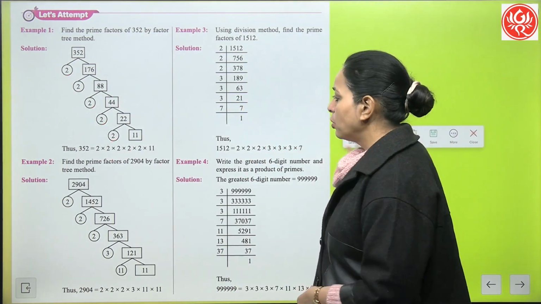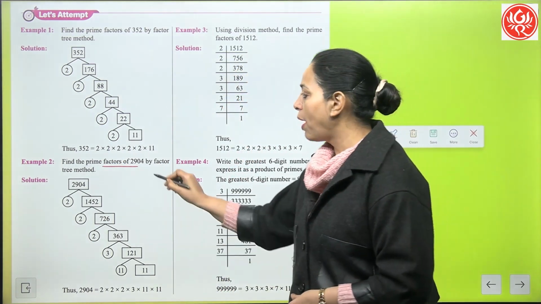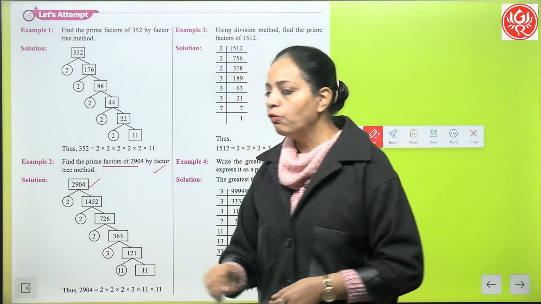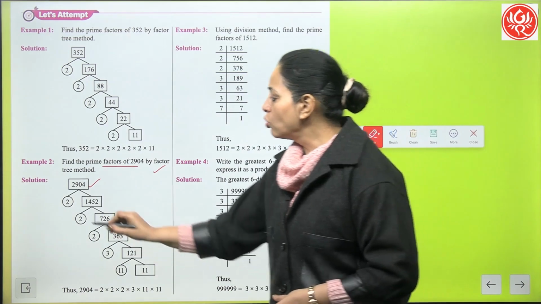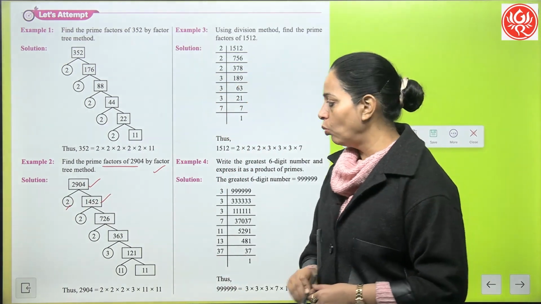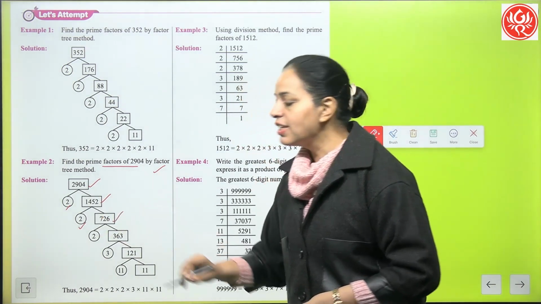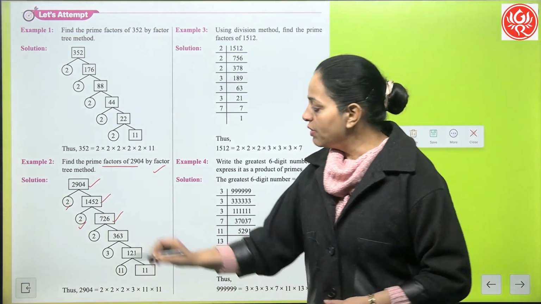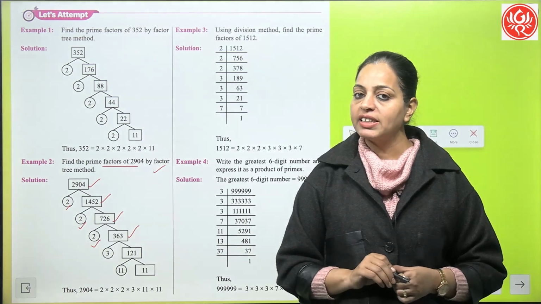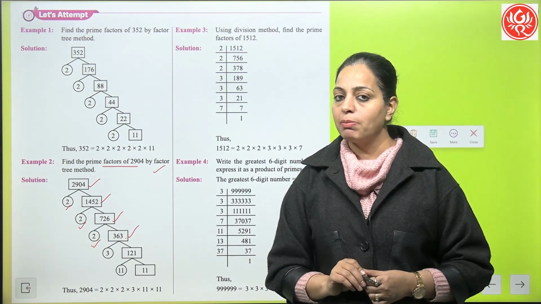Now come to example 2. Find the prime factors of 2904 by factor tree method. Now 2904 is divisible by 2. So 2 into 1452. Now this is again divisible by 2. So 2 into 726. This is again divisible by 2. So 2 into 363. Then this number is not divisible by 2.